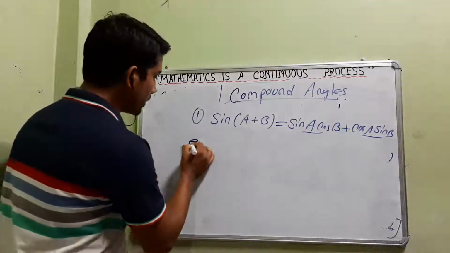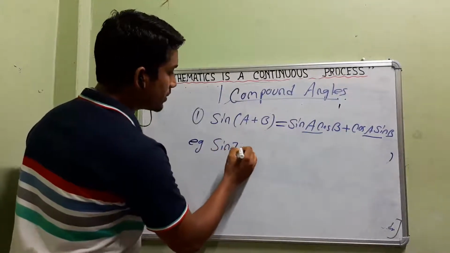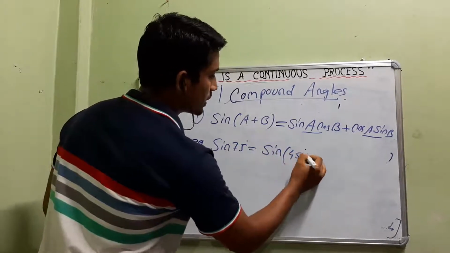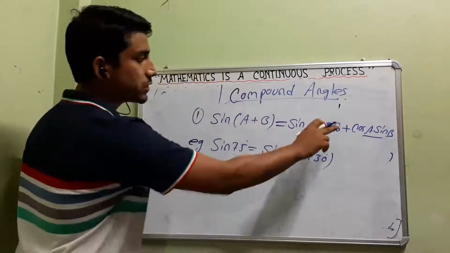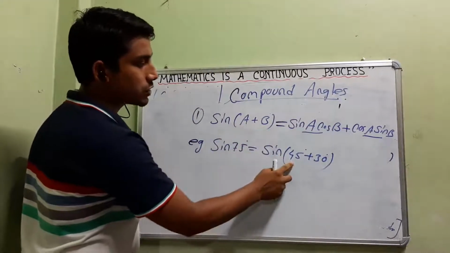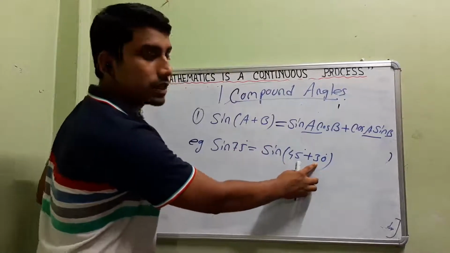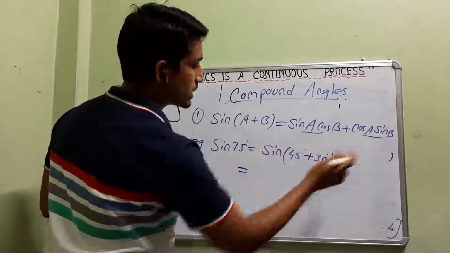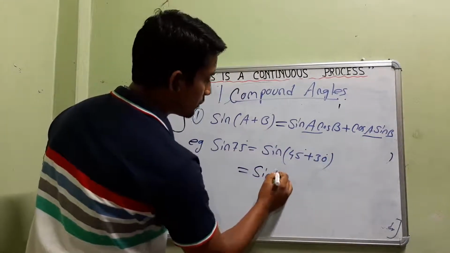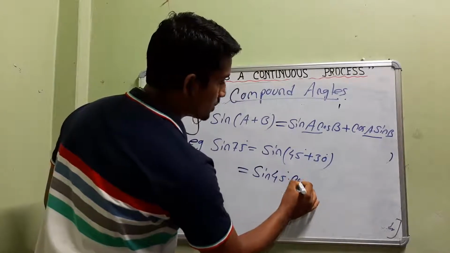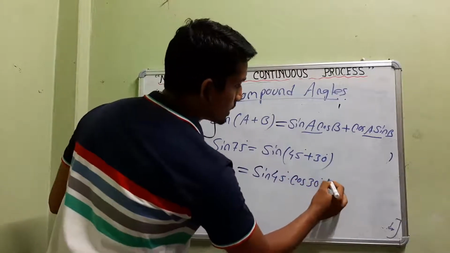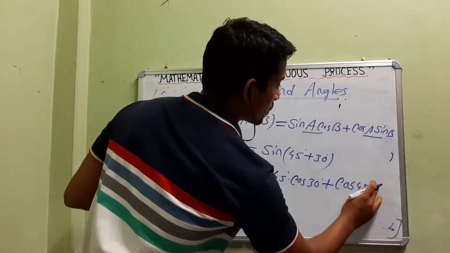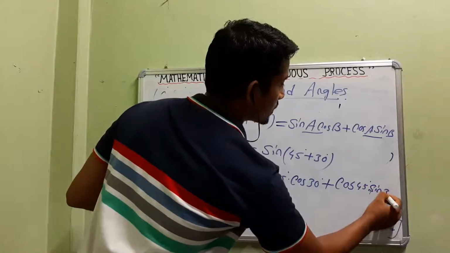Let me explain this one. Like you have taken sin 75 degree. Now 75 can be written as sin(45 plus 30). According to this formula sin(a plus b), in place of a there is 45, in place of b there is 30. So if I break it according to this formula, sin a cos b plus cos a sin b, sin a into cos b means sin 45 into cos 30, plus cos a sin b means cos 45 into sin 30.